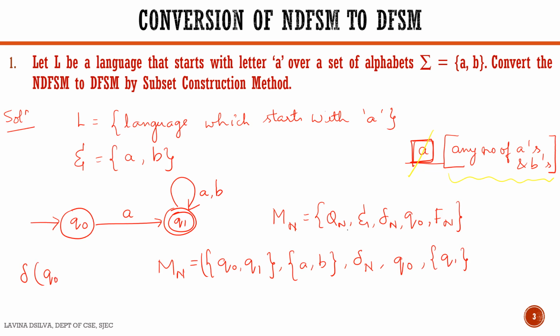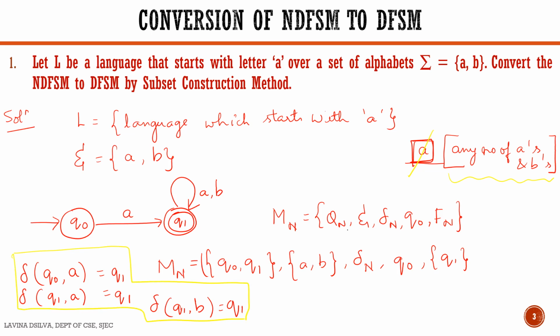On state Q0, when we give an A, we go to Q1 state. On Q1 state, when we give an A, we go to Q1 state. And on Q1 state, when you give a B, we remain in Q1 state. So this is the list of transitions which we have for this NDFSM.